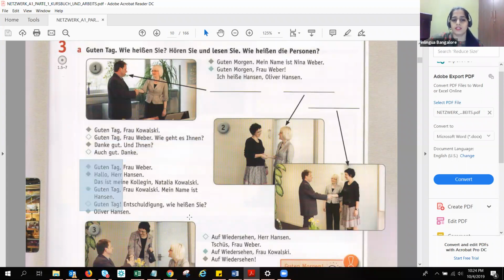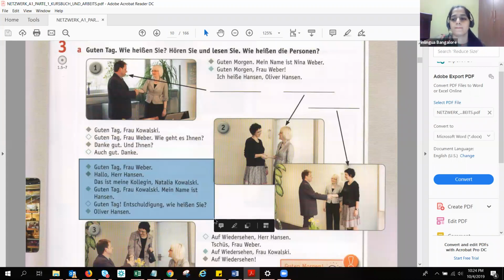Okay. Vedahi, can you read this? Guten Tag, Frau Weber. Hallo, Herr Hansen. Das ist meine Kollegin, Natalia Kowalski. Guten Tag, Frau Kowalski. Mein Name ist Hansen. Guten Tag. Entschuldigung. Wie heißen Sie? Oliver Hansen. Yeah, sehr gut. Guten Tag, Frau Weber. Good afternoon, Miss Weber.